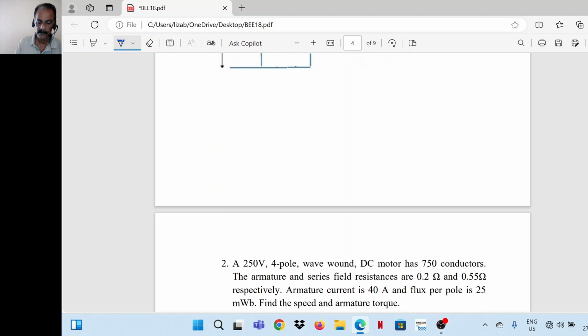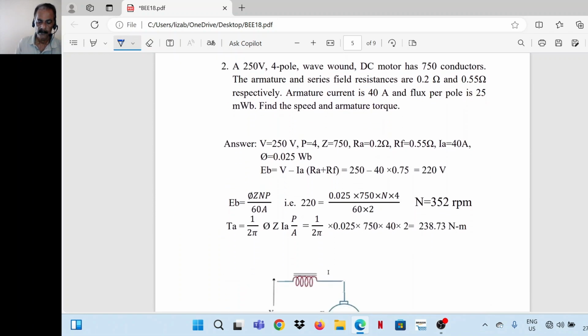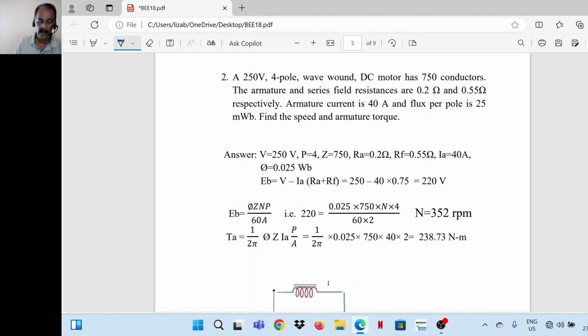Next example. A 250 volt 4-pole wave wound DC motor has 750 conductors. So V is equal to 250, number of poles 4. Number of conductors 750. The armature and series field resistances are 0.2 and 0.55. RA 0.2, RF 0.55.